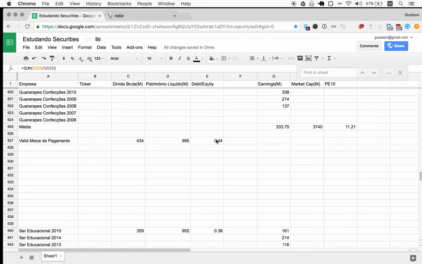So with that said, today we can look at Valid's PE10, which is something we did a few times so far, not very many times. So just to recapitulate, the PE10 is the company's price divided by its earnings, averaged out over the past 10 years. Ideally, this should be inflation adjusted. As a quick way to rule out companies that are clearly outside our desired range, I just add the earnings, average them out, and not even consider inflation.